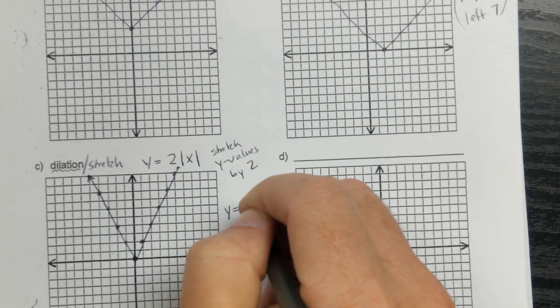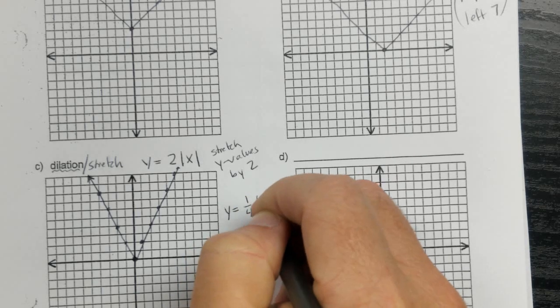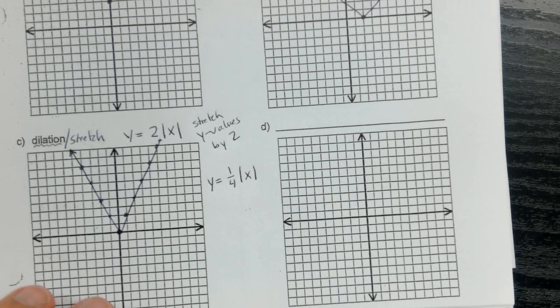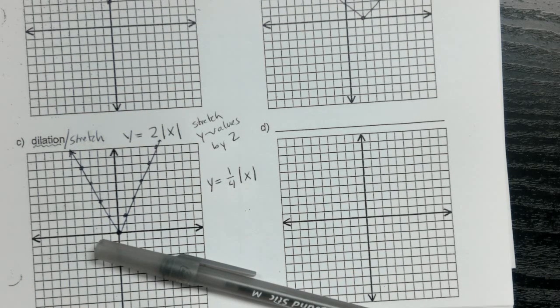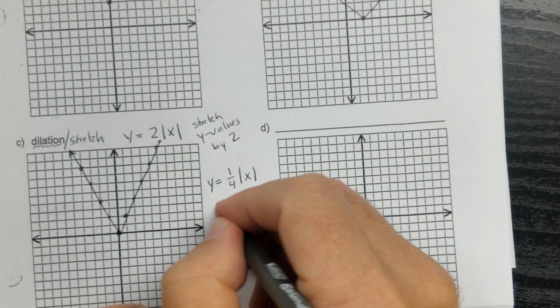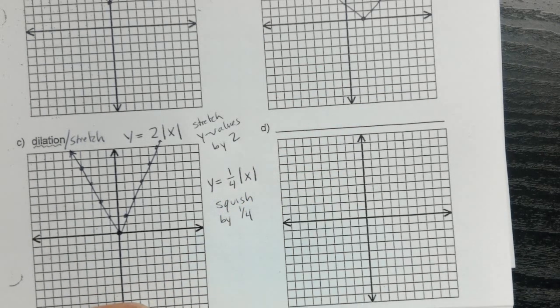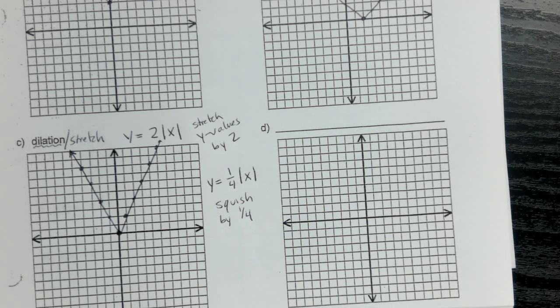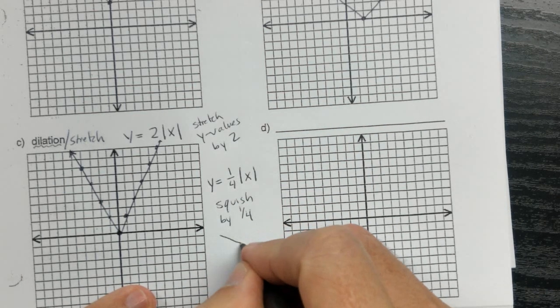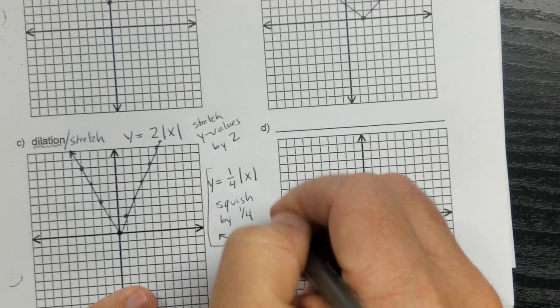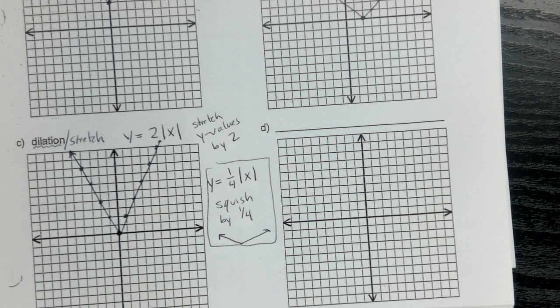What if we had 1/4 times the absolute value of x? What would that do? Yeah, it's like squish it. That's a fancy math term for you. Squish by 1/4. Like your slope would be 1/4. And I'm not going to draw it exactly, but we could kind of roughly draw out a 1/4 slope graph. It would be squished. Yes, sir. Yeah.